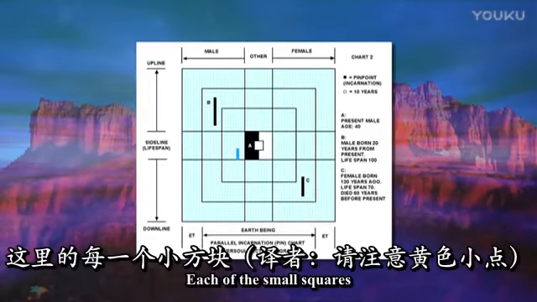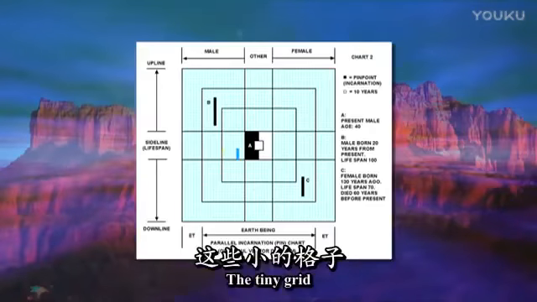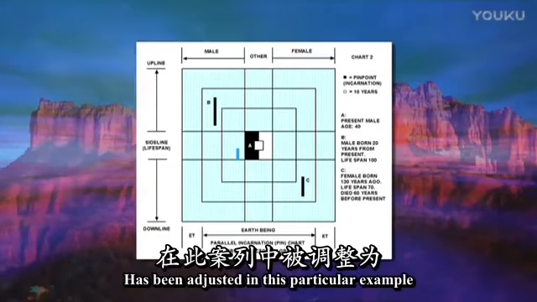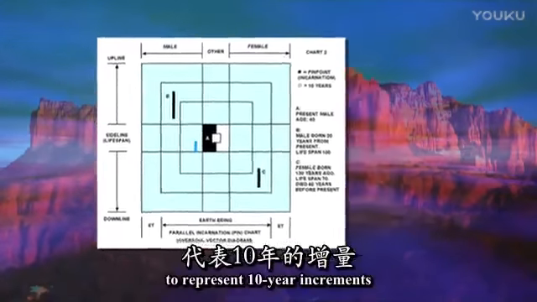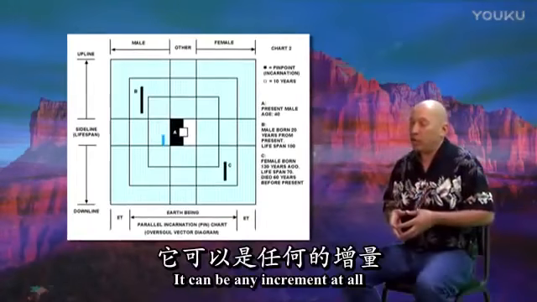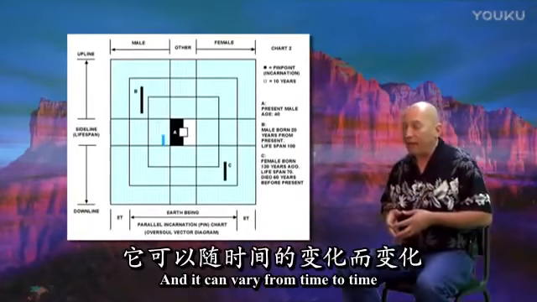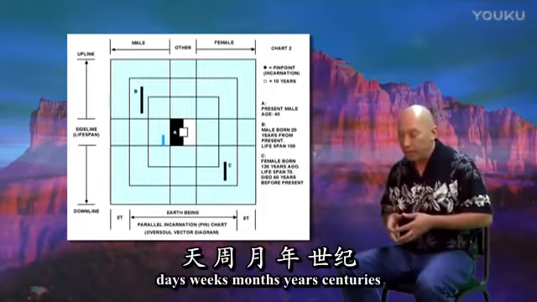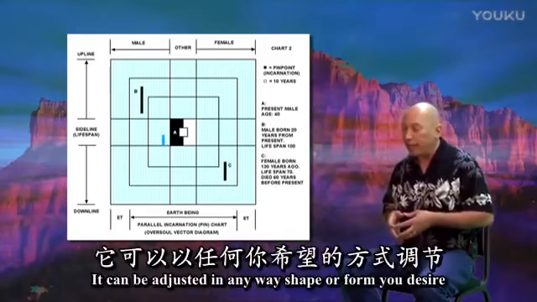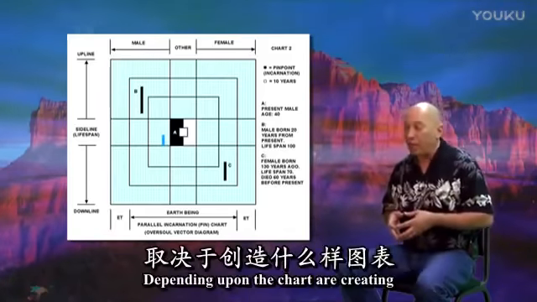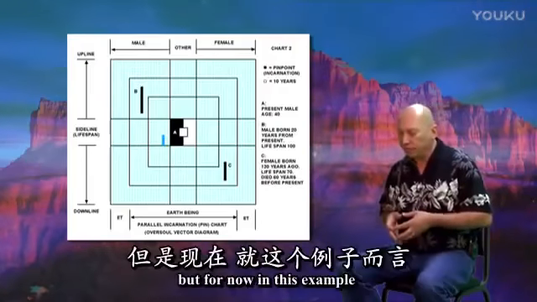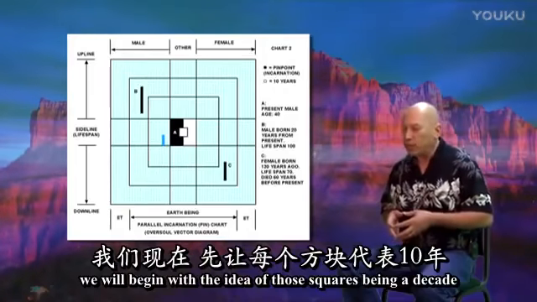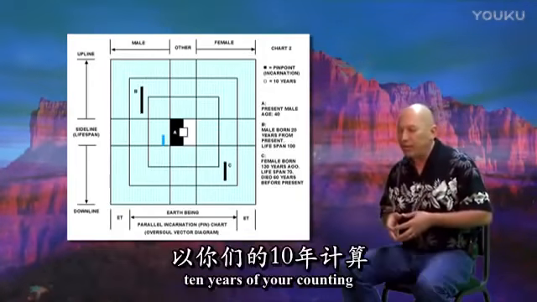Each of the small squares, the tiny grid that is overlaid upon this chart, has been adjusted in this particular example to represent 10-year increments. It can be any increment at all. And it can vary from time to time, all the way even down to minutes and seconds, days, weeks, months, years, centuries. It can be adjusted in any way, shape, or form you so desire, depending upon the chart you are creating. But for now, in this example, we will begin with the idea of each of those squares being a decade, 10 years of your counting.